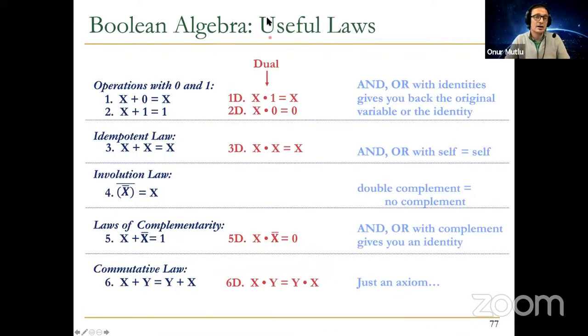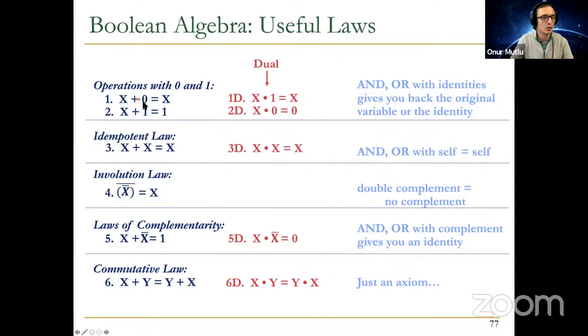Okay, so there are useful laws over here, as we discussed earlier, operations with zero and one. So you can see the duals over here. X ANDed with one is equal to X. X ANDed with zero is equal to zero, right? So that's good. And then the duals are over here.